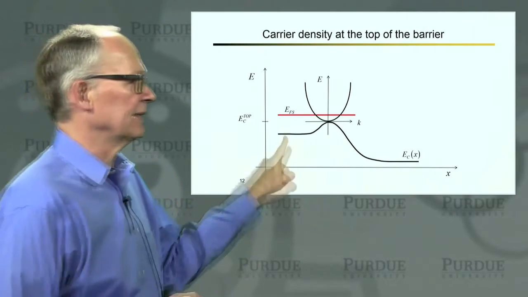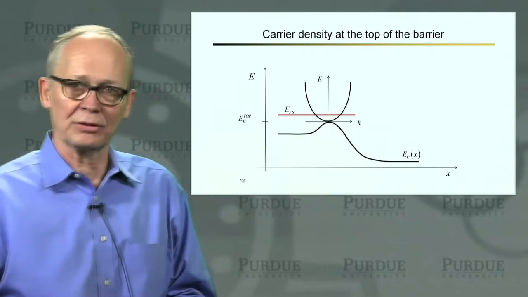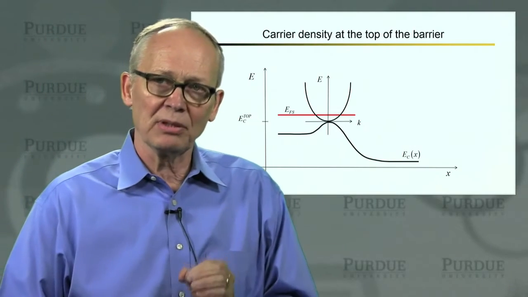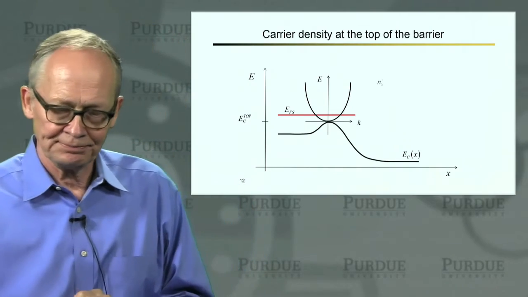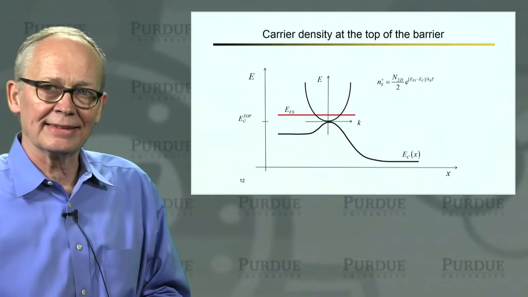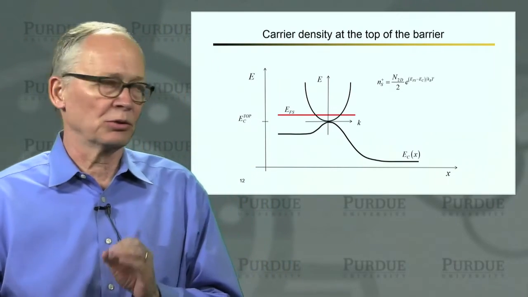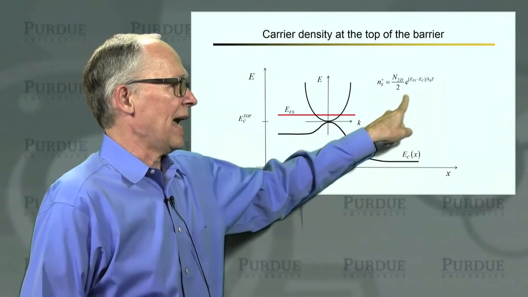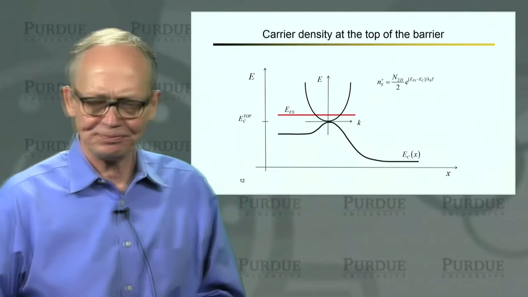Only the positive velocity states, because those are the states that can be filled when electrons enter from the source. And the probability that they will be filled will be determined by the Fermi function of the source. Okay. So we can write an expression for the electron density at the top of the barrier due to those electrons that came in from the source. And half of the states have a positive velocity, so we have a factor of 2 there.